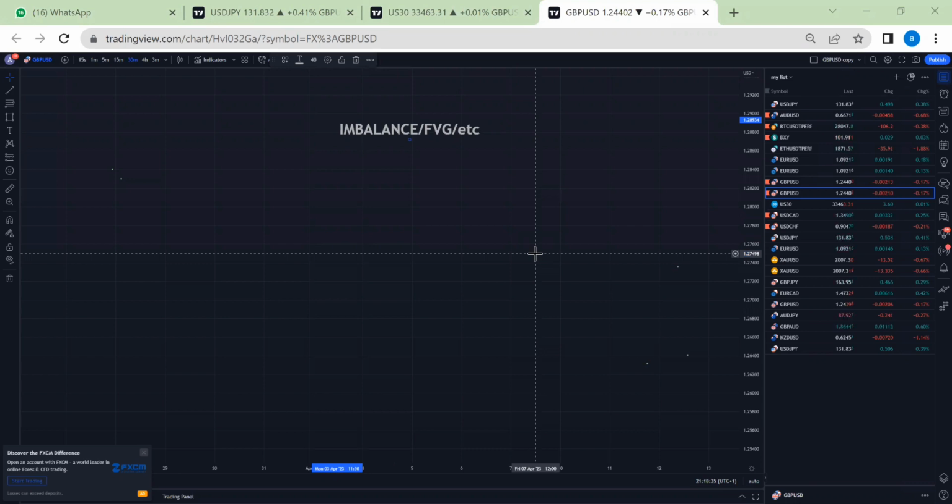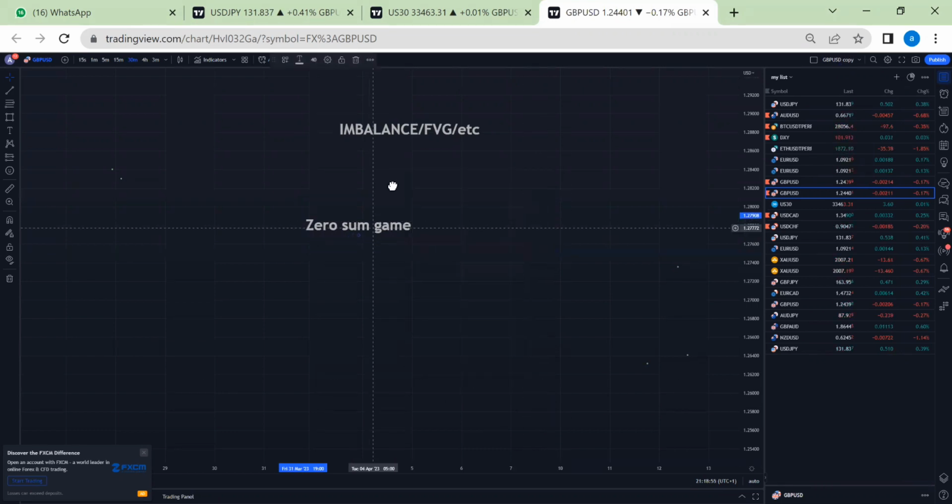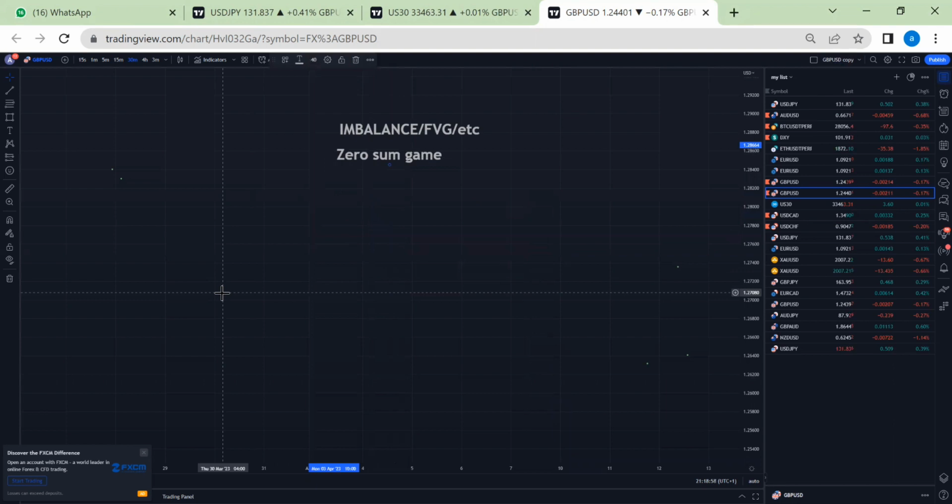Okay, now what is imbalance? One thing you have to understand about the market is that the market is a zero-sum game. What do I mean by zero-sum game? It means that for anything being sold, there must be an equivalent buyer. You understand? There must be an equivalent buyer.